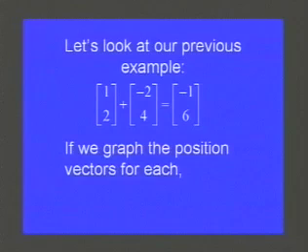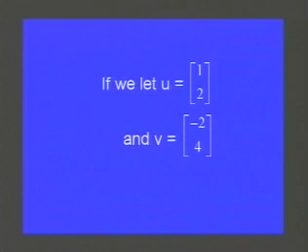Okay, let's look at our previous example. We had 1, 2 plus negative 2, 4. We said that was equal to negative 1, 6. What I want to be able to do now is graph that. I want to draw geometric vectors representing this sum. So I want to be able to draw something for the vector 1, 2. I want to call that u. And then v, I'm going to let that be negative 2, 4. So I have the vector 1, 2 and the vector negative 2, 4.